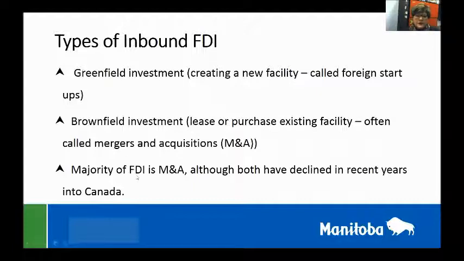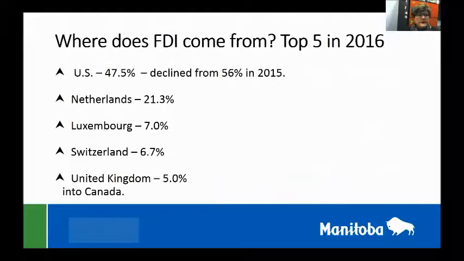And so the majority of, now this is for people that like acronyms, the majority of FDI is within M&A. So if you know what that means, then you've been listening really well this morning. So the majority of foreign direct investment is from companies that are doing mergers and acquisitions. And again, as I mentioned before, both have declined in recent years in Canada, although the predictions from the foreign direct investment folks are that it will even out or even grow in the next few years.